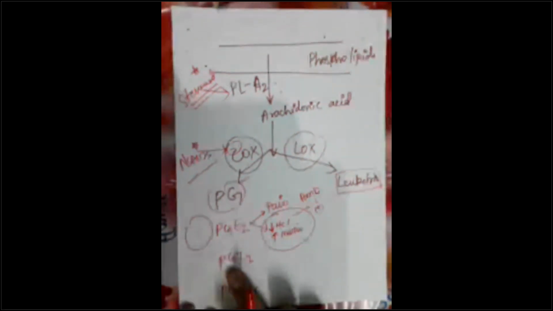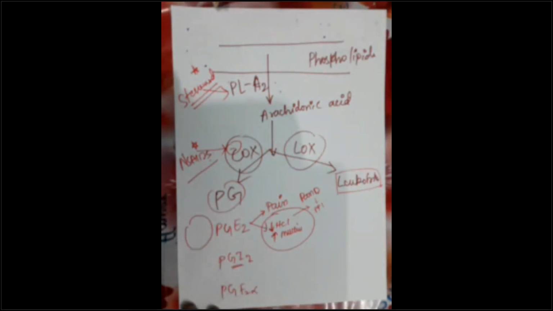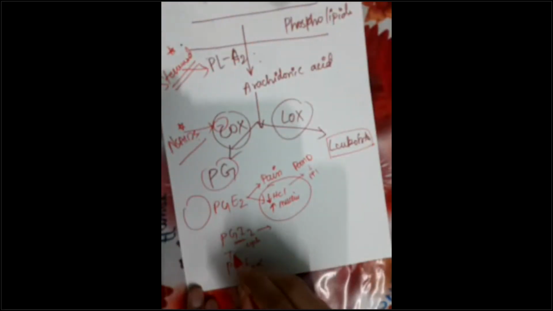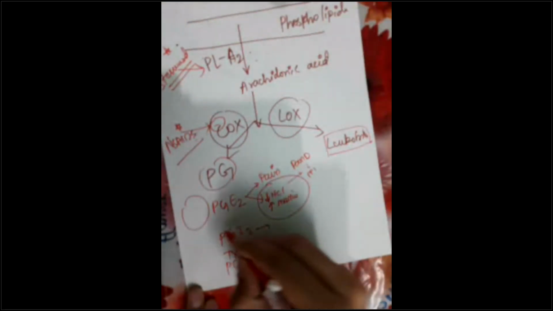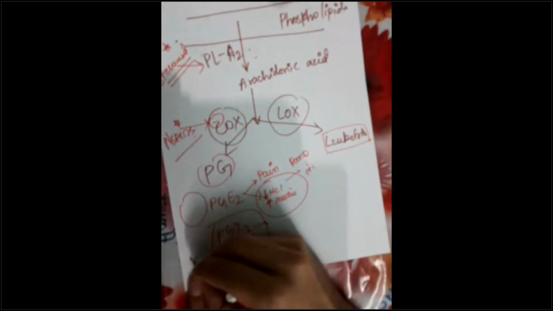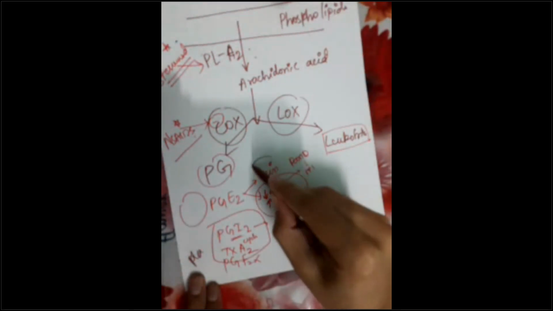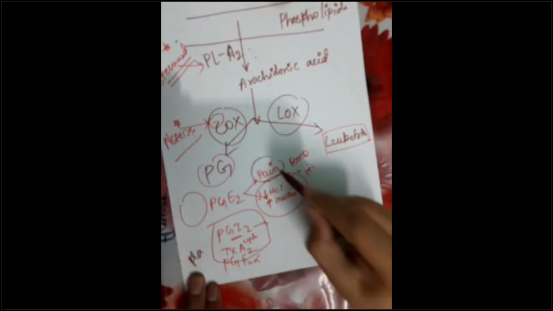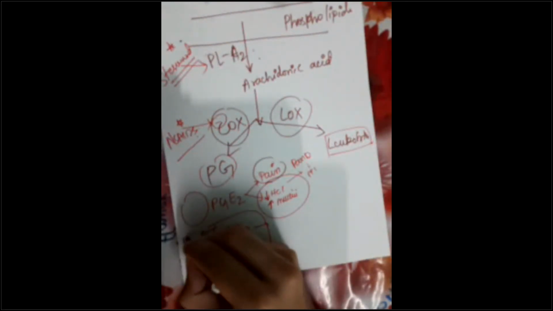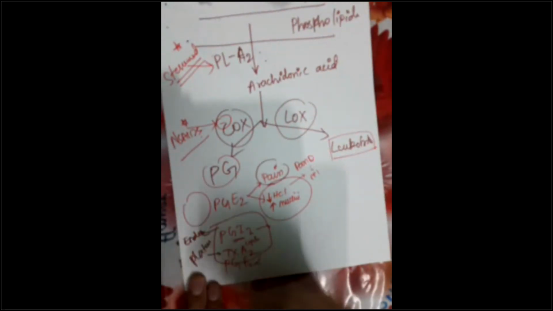Now, what will happen in PGI2? PGI2 is also known as prostacyclin. And one more thing is TXA2. This TXA2 and PGI2 will have opposite functions. These are present in platelets. If PGI2 is present in tissue, it causes pain. If it is present in the GIT, these things. Now PGI2 is present in your endothelium and platelets, and thromboxane A2 is present in platelets.